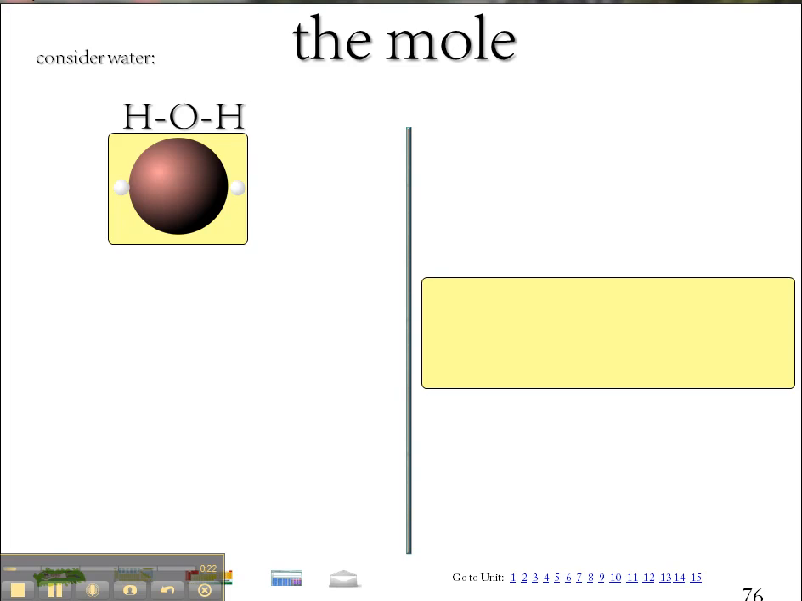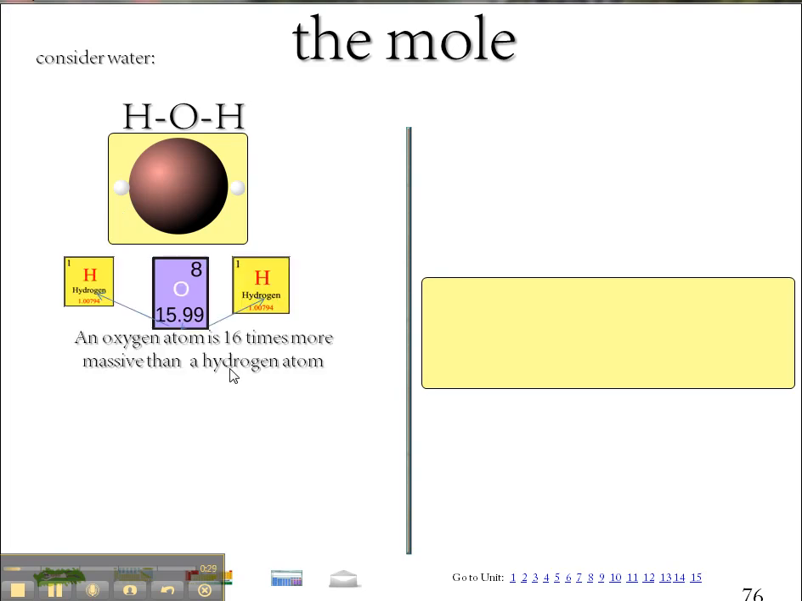This is because an oxygen atom, shown right here, is much more massive than a hydrogen atom. 16 times more massive, in fact. We know these from the average atomic masses, very handy numbers that you see on the periodic table.